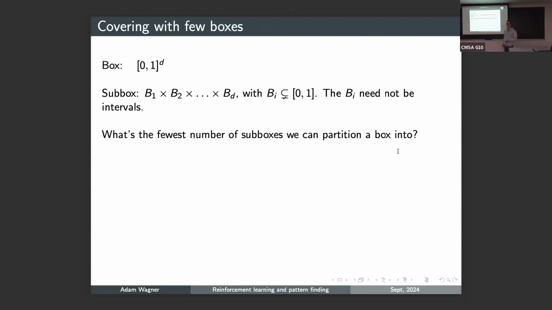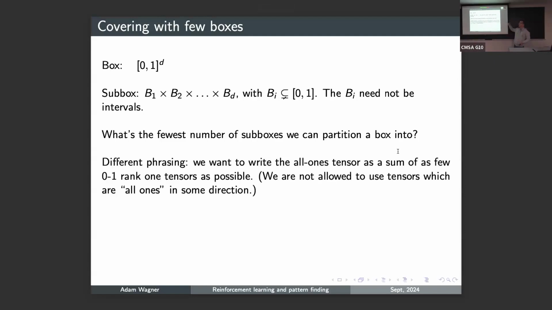And maybe if I have one more minute, just one more example then. This is about boxes. So imagine you have the box [0,1]^d, and you want to partition it into sub-boxes. A sub-box is just a direct product of d different sets. The only restriction is none of these B_i's is the entire interval from 0 to 1. The question is, what's the fewest number of sub-boxes you can partition a box into?